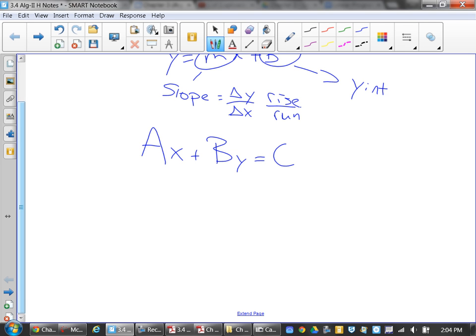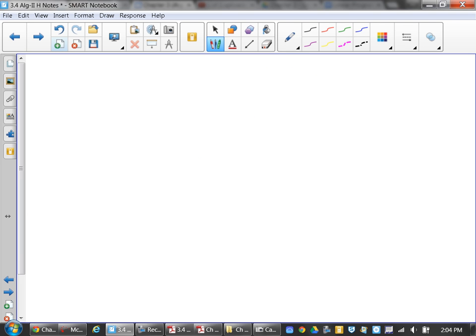Anyway, what happens a lot of times with standard form is you get problems like this: 3x + 2y = 6. If you're going to graph that, you were always taught to move things around and get slope-intercept form. Can you write this down in your examples? You can do whatever you like. Might not be a bad idea.